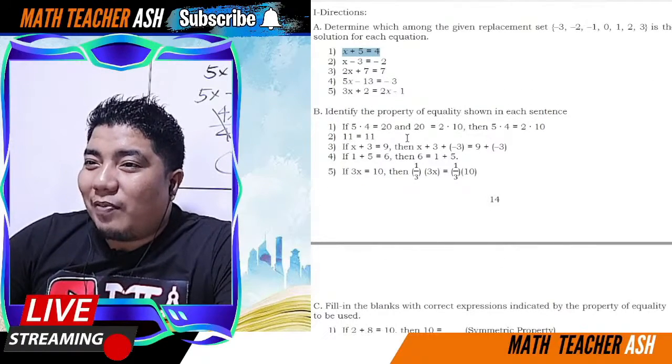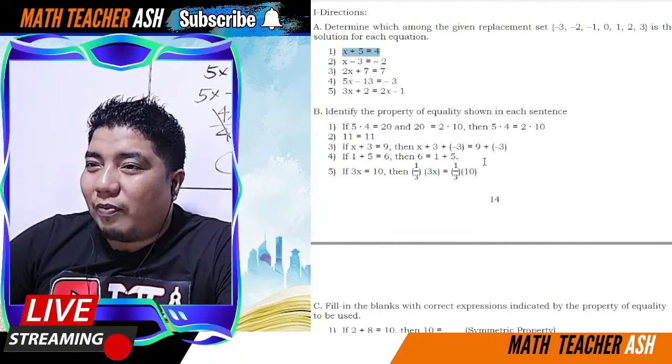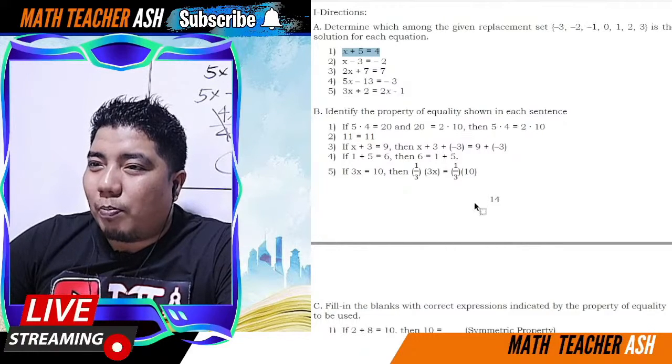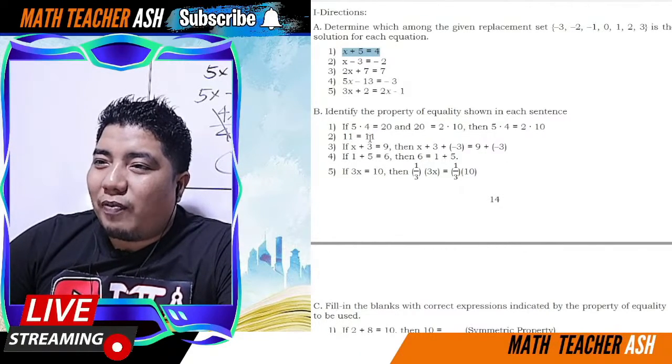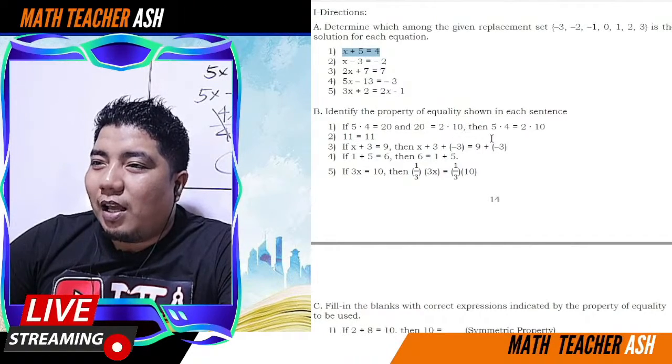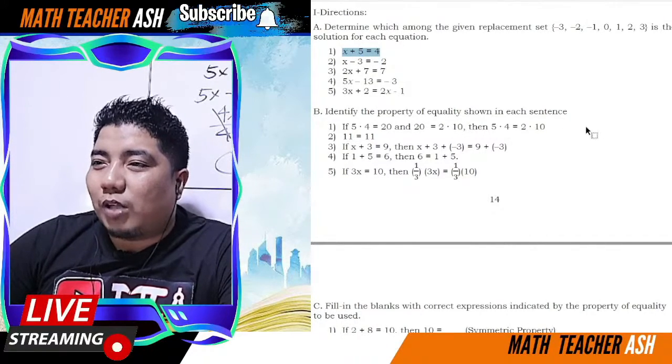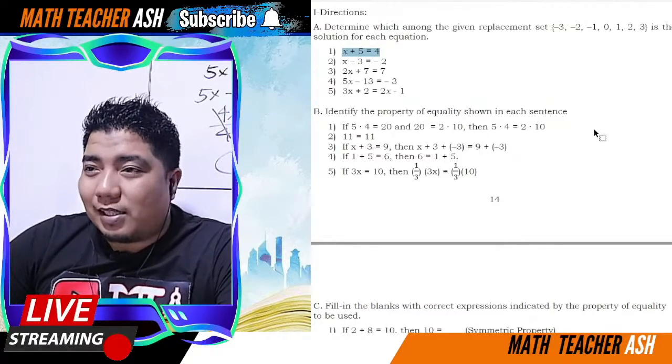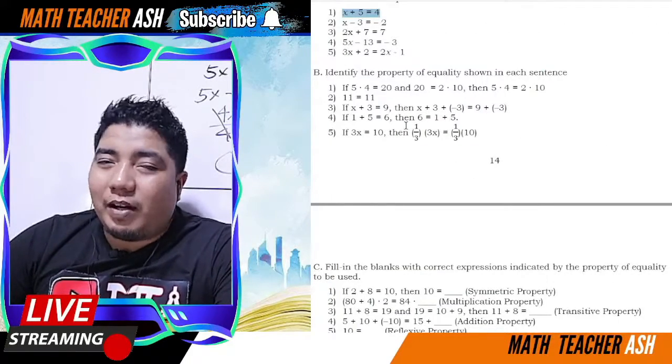Anyway, we have here part 2, letter B, identify the property. So, sasabihin mo lang kung anong property ito. So, if 5 times 4 is equal to 20 and 20 is equal to 2 times 10, then 5 times 4 is equal to 2 times 10. That's transitive.